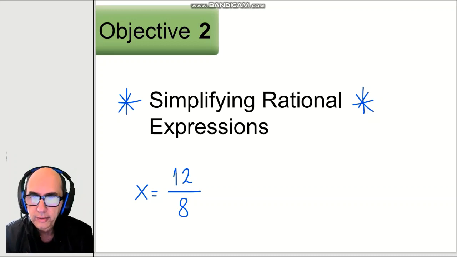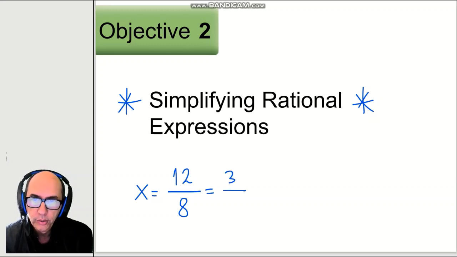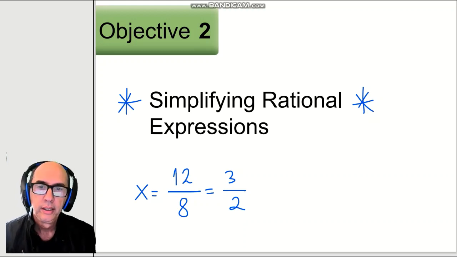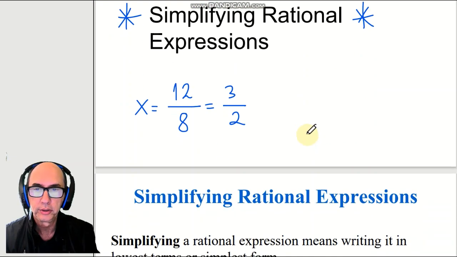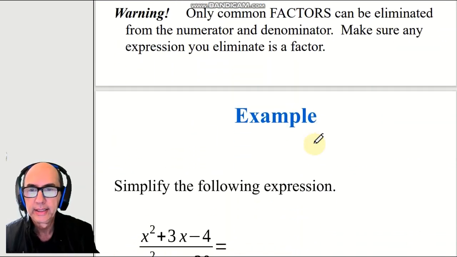You cannot leave it like that. You have to simplify this fraction, because 12 over 8, we can divide both by 4 and we have 3 over 2, right? Always simplify. And that works as well if you have rational expressions with letters and numbers.